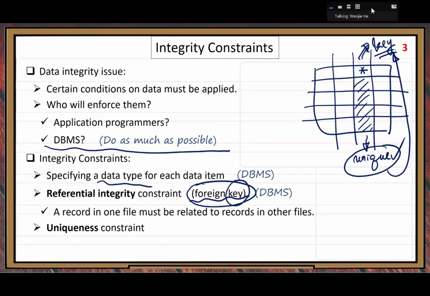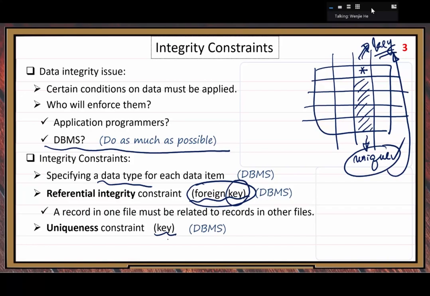So this field is a key column. Here the key concept, and the DBMS can enforce it easily if you define unique. So on this particular column, you put a unique constraint. Then if someone enters duplicate values in this column, the DBMS would reject it, because it violates the uniqueness constraint. So the DBMS enforces this constraint easily.